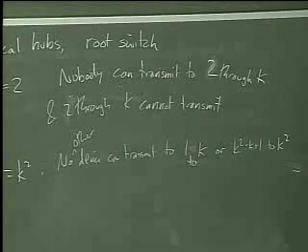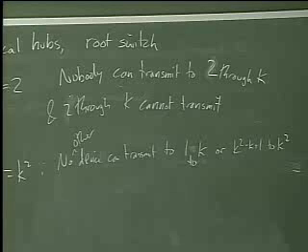Why are D equals 2 through K? Why isn't it 1 through K? It is 1 to K.